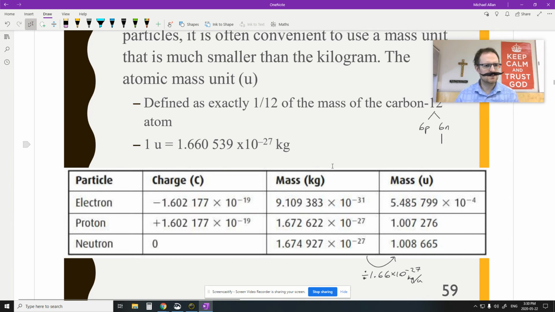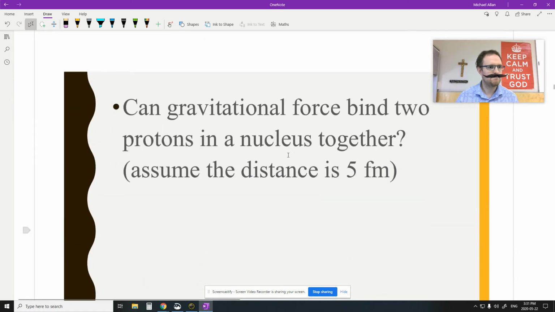Okay, so the masses are not quite the same, because if these were the same, these should be just 1, 1, 1, rather than 1.007 and 1.008. These would just be 1. Then they would match. This would end up being 12 atomic mass units. But they're not quite the same. They weigh more when they're not inside the atom. Okay, we'll come back to that.